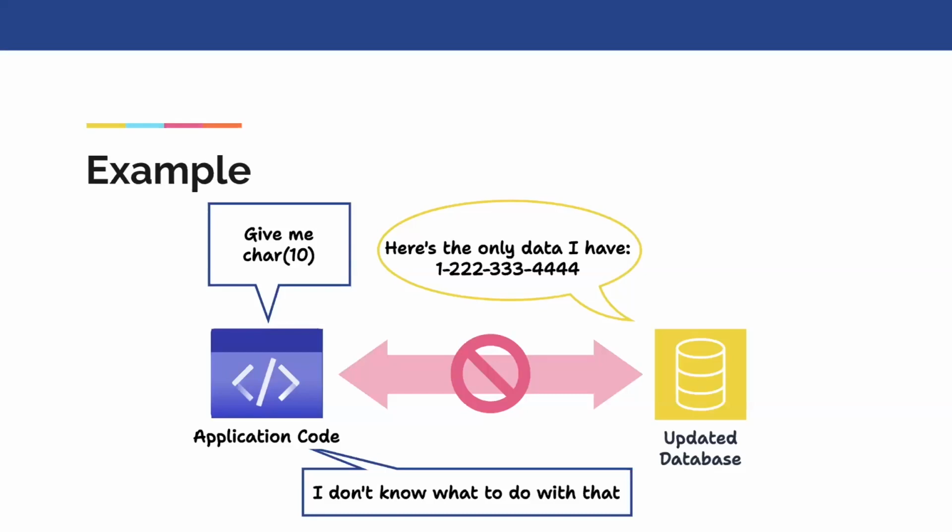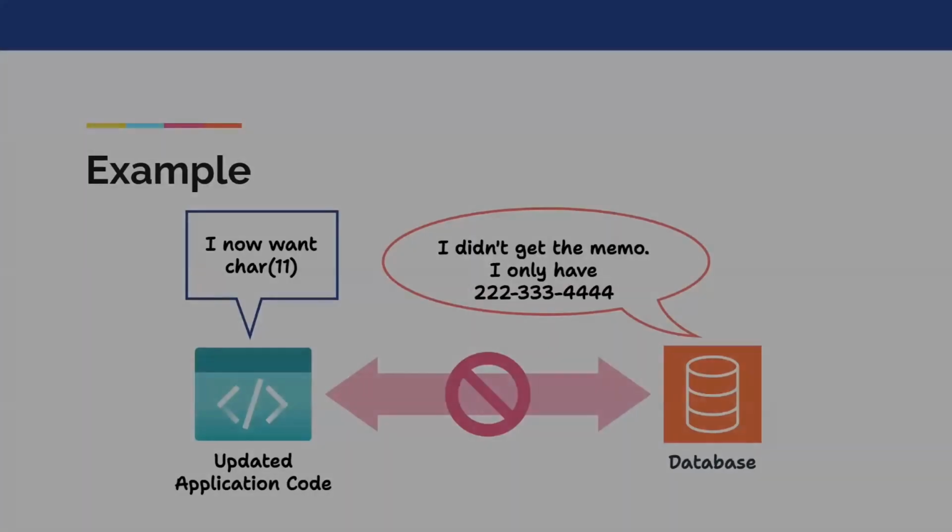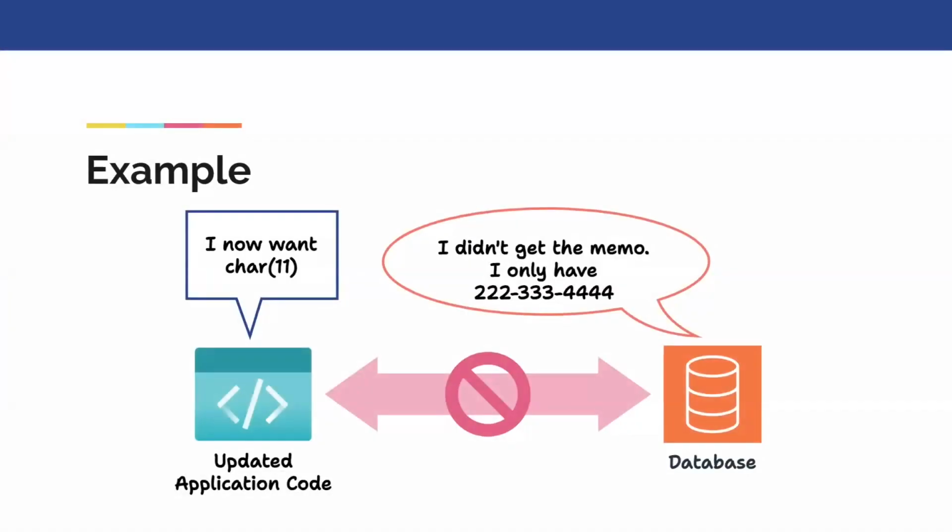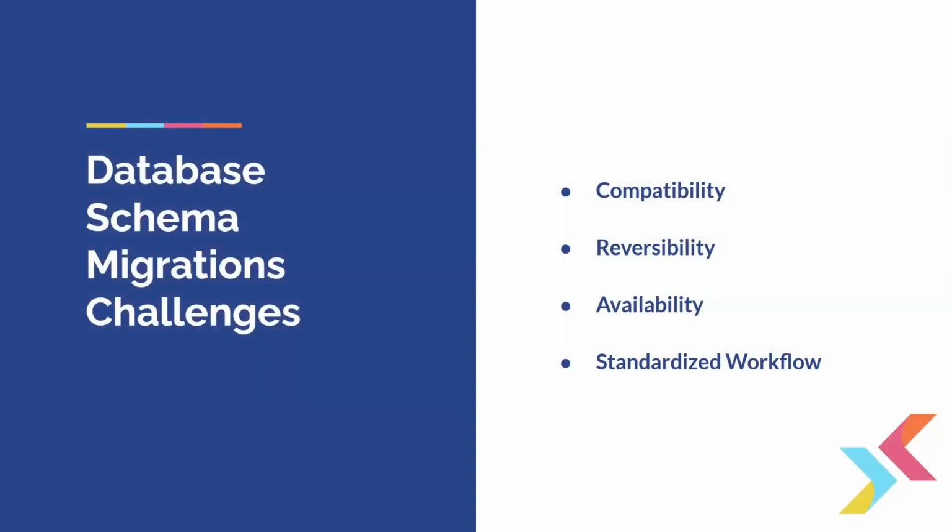In the best case scenario, the application gets confused and does nothing. Worst case scenario, the application breaks. A different approach might be to update the application code first and then the database. So we would change the application to expect a string with a country code, but then the problem is now that the database hasn't been updated yet to store char11 phone numbers, and again fails to meet the app's expectations, potentially causing downtime. Now that we've gone over the example, what are some of the challenges we're seeing?